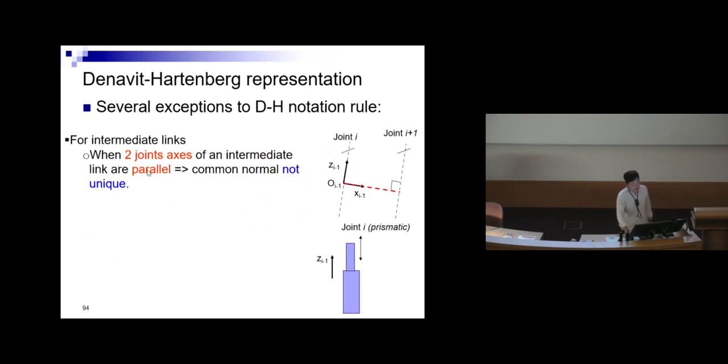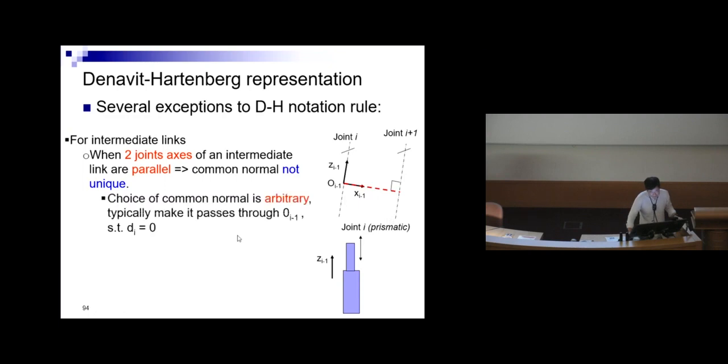For the intermediate link, when the two joint axes of an intermediate link are parallel, you don't have a unique common normal. For example, you have a case like that. These two joints are essentially parallel. It's not so common, but you may have come across it. In that case, the choice of the common normal will be arbitrary. Most of the time you want it to pass through the origin O_{i-1}. When you do that, your d_i actually becomes 0. Okay?